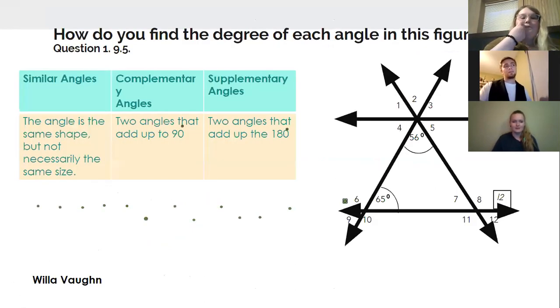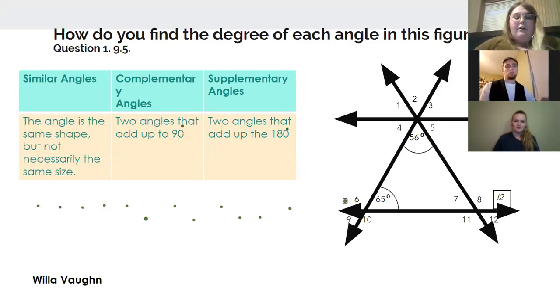So what's the difference between complementary and supplementary angles? Okay, so here we're going to be using question 1 from module 2, and it's how do you find the degree of each angle in this figure? So we've got a very complicated figure right there that looks daunting. But we have our table here that gives us the definitions. Complementary angles are the two angles that add up to 90 degrees, while supplementary angles are two angles that add up to 180 degrees. And those are going to be really valid in the explanation for this figure.